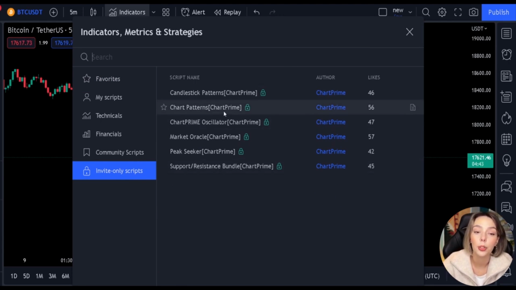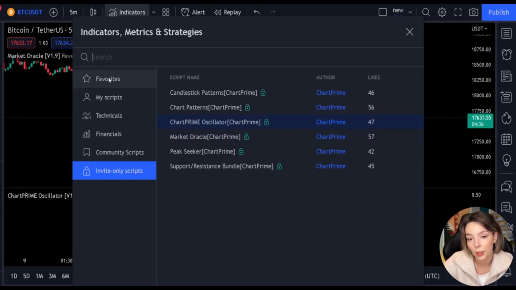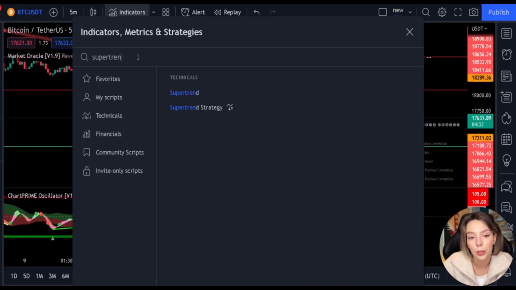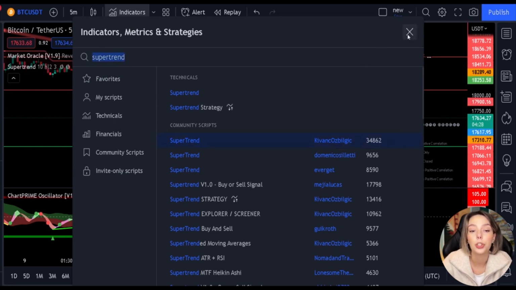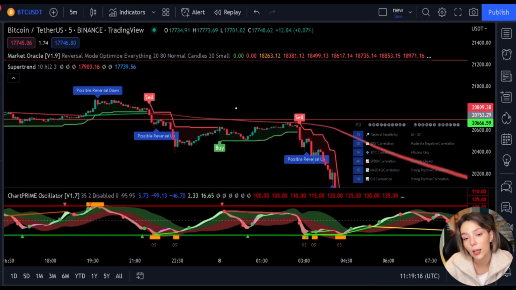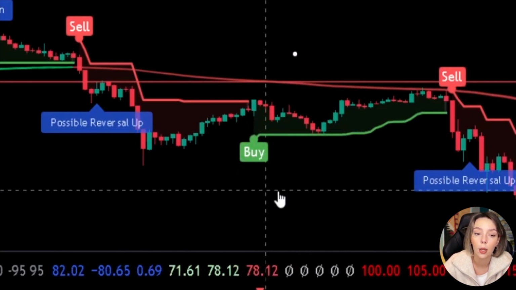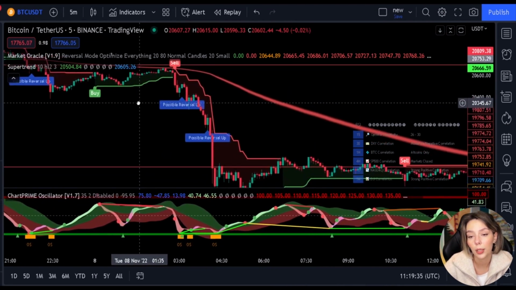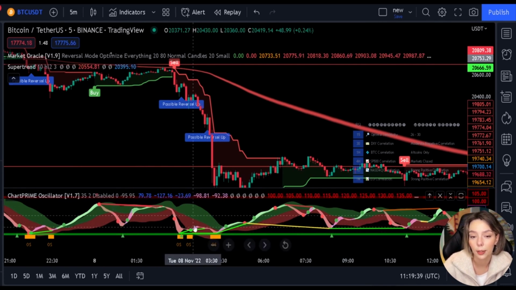Here you can find all the indicators that Chart Prime provides. For the strategy, we need the Market Oracle indicator, the Chart Prime oscillator, and one free indicator called Super Trend by KivancOzbilgic. As you can see, our chart looks a bit messy, and the Super Trend indicator sometimes gives us false signals. So to prevent such signals, we use the Market Oracle indicator and also the Chart Prime oscillator to confirm the signals.